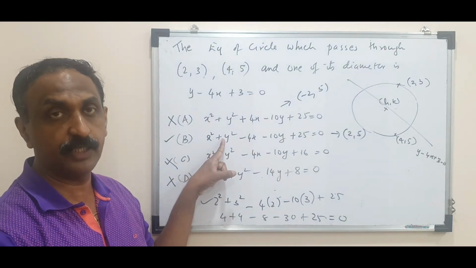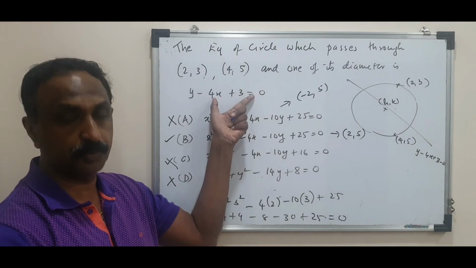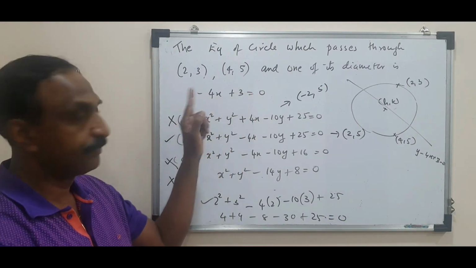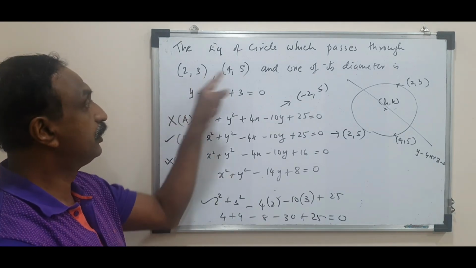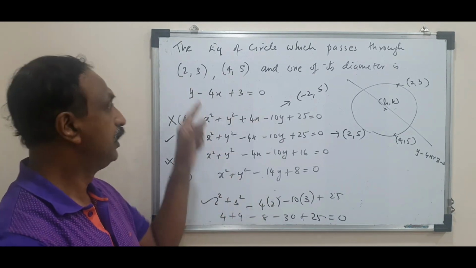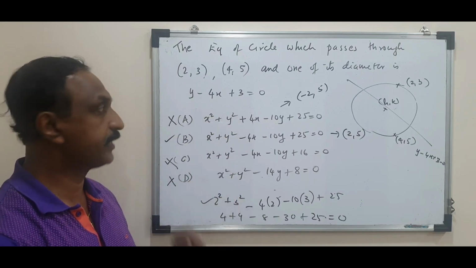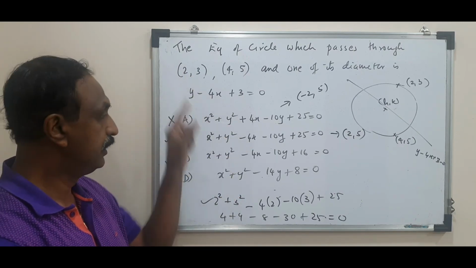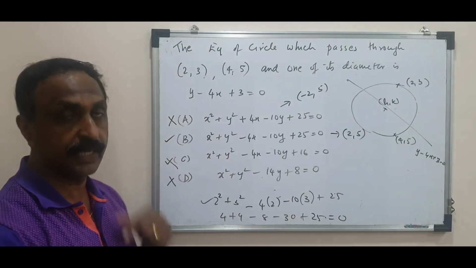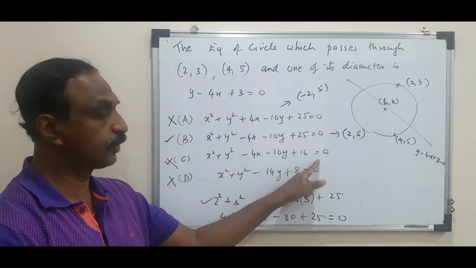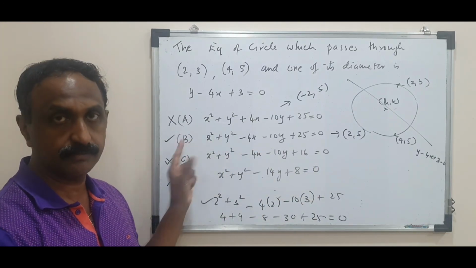For such types of lengthy problems, you need to check the conditions. There are 3 conditions in this particular problem. First condition, the center should lie on the diameter. Second condition, these 2 points should satisfy the equation. We checked the center first and eliminated A and D as wrong answers. Then we checked 1 point, tried on both equations whether (2, 3) satisfies or not. In C, it is not satisfying. In B, it is satisfying. So we took B as the answer.